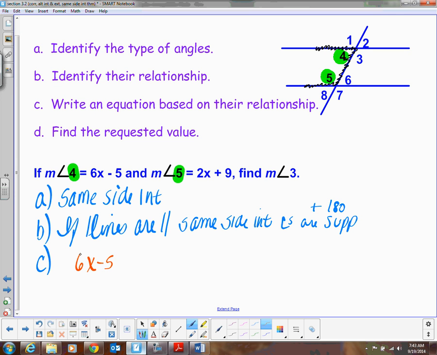Right? Okay, what does this say? Right, plus 2x plus 9 what? Right. All right, it is step B that's going to tell you how to write that equation.